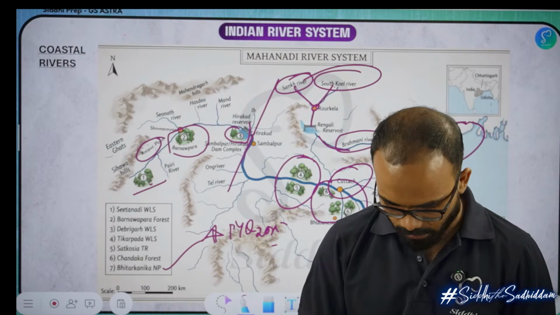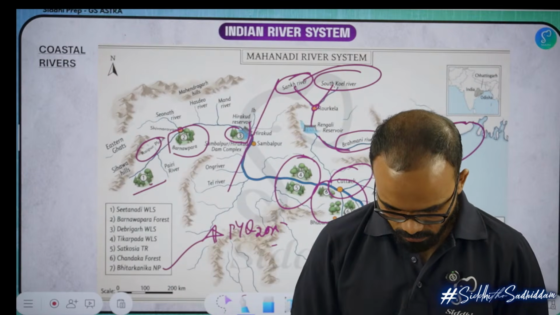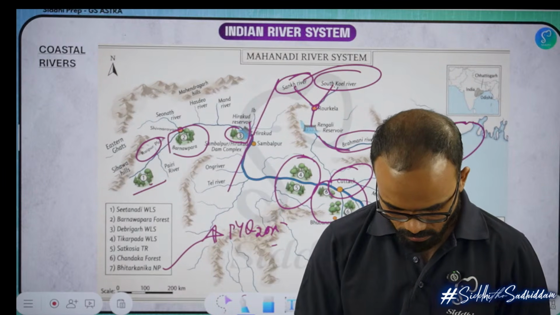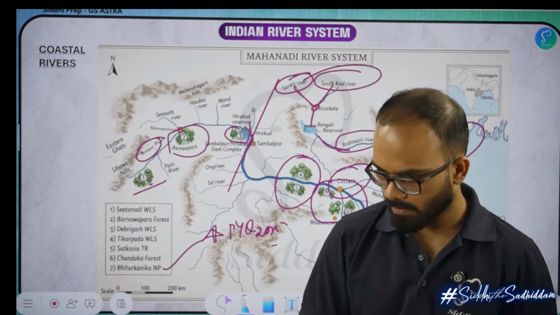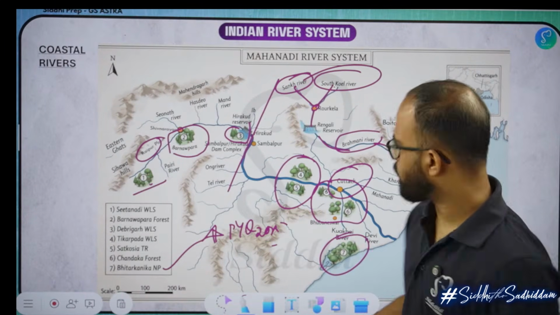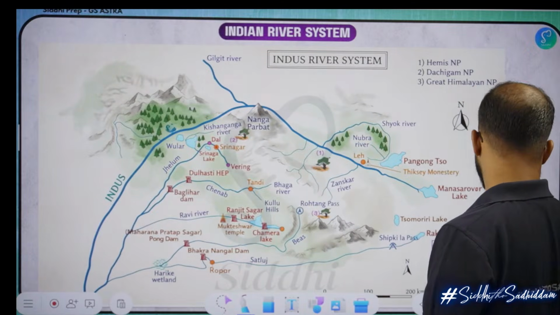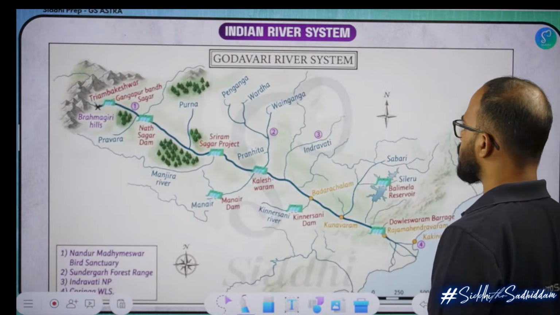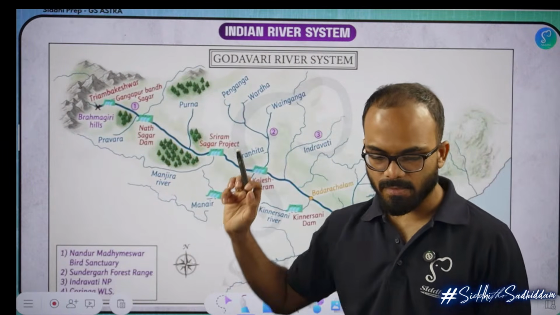Ganga system, let me connect the notes. Peninsula drainage, rivers of peninsular India. Where is Mahanadi? Now I'll take one more example. Ganga, Indus, Brahmaputra. You can take the example of Godavari river system.